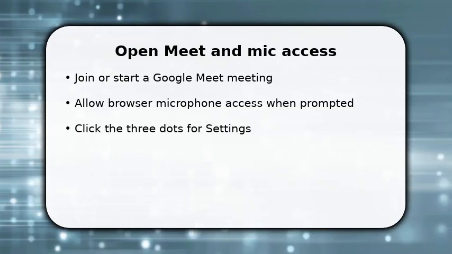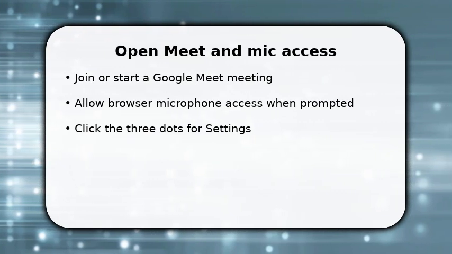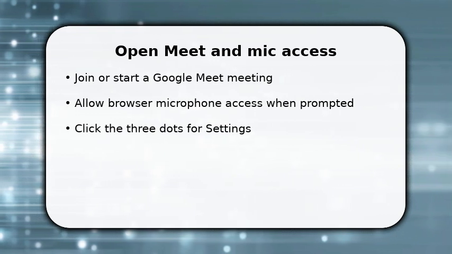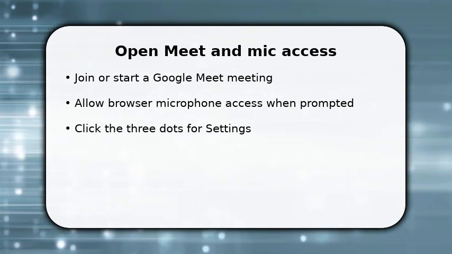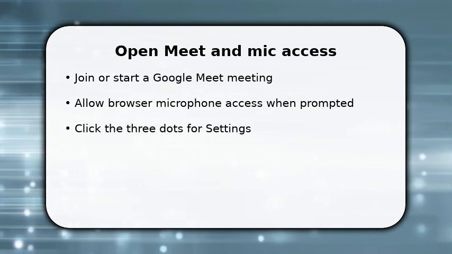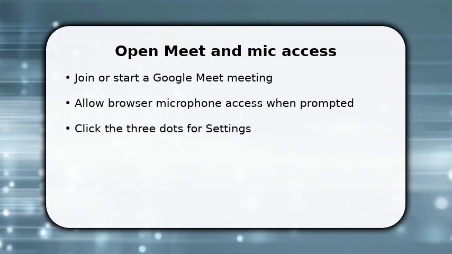You start by joining a Google Meet and immediately grant microphone access to your browser if asked. Once in the meeting, click the 3 vertical dots in the lower right corner, then choose Settings. Make sure your preferred microphone is visible in the Audio tab. This selects the hardware Meet will use.